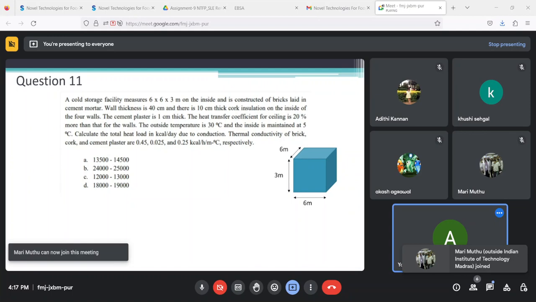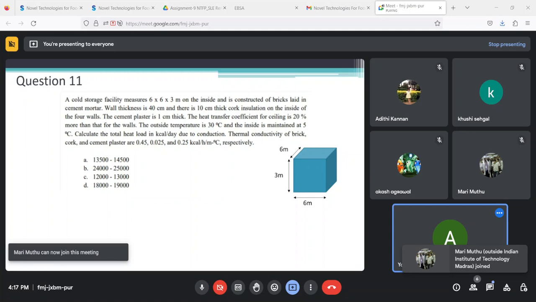Question 11. This is numerical again. So a cold storage facility measures 6 into 6 into 3 meters, that is length, breadth and height, on the inside, and is constructed of bricks laid in a cement mortar. The wall thickness made up of bricks is 40 centimeters, and there is a 10 centimeter thick cork insulation on the inside of the four walls. On top of that, you have a cement plaster as well, which is 1 centimeter thick. So you have three layers here: a brick, a cork insulation, and a cement plaster.